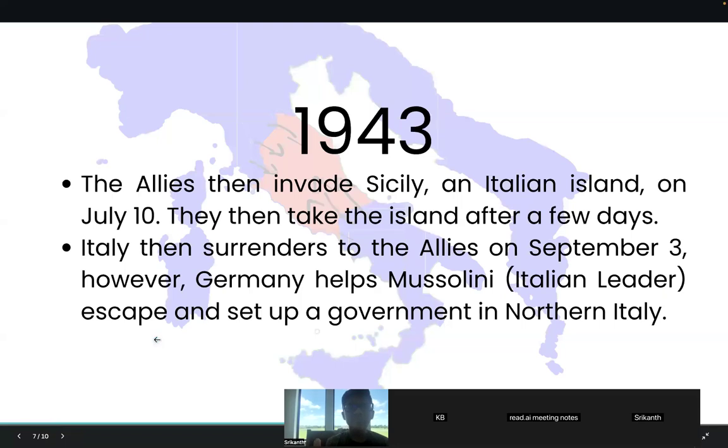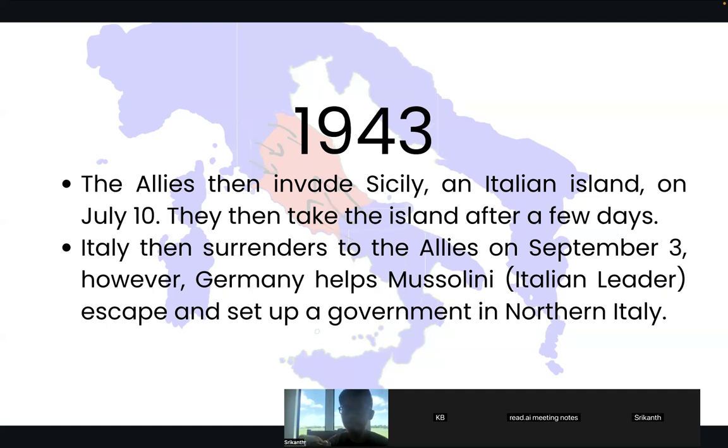Now in 1943, the Allied powers would then invade Sicily, an Italian island which would be over here. They completely took it on July 10th. Italy then surrenders to the Allies on September 3rd. That's one Axis power down, two more to go.